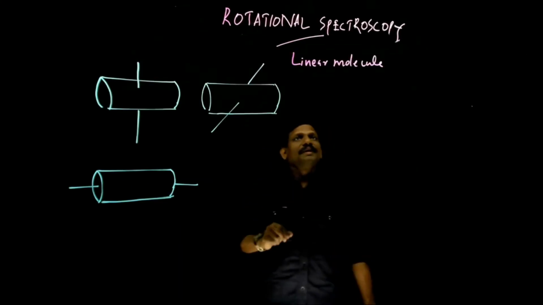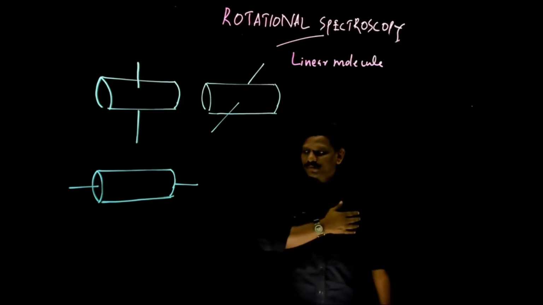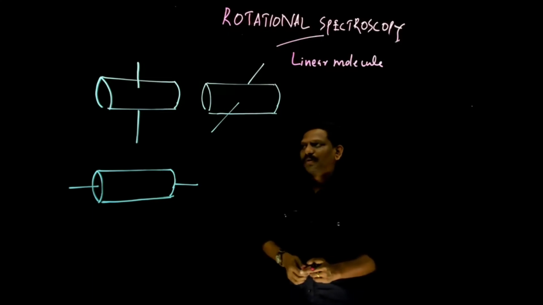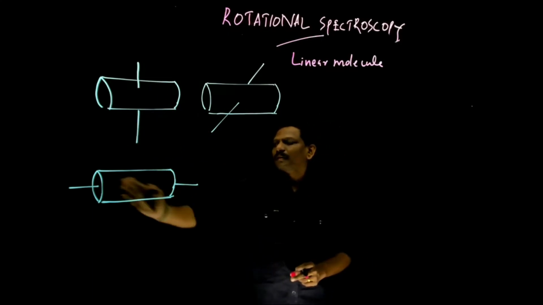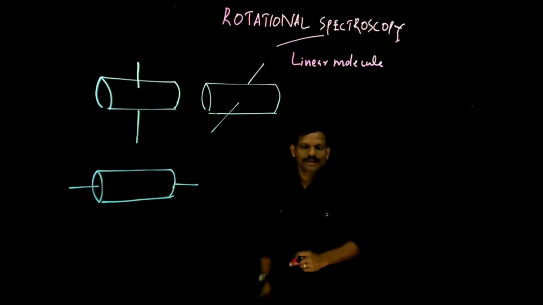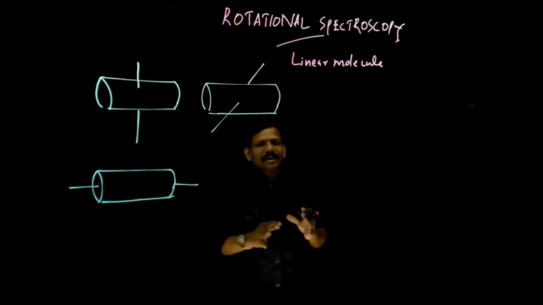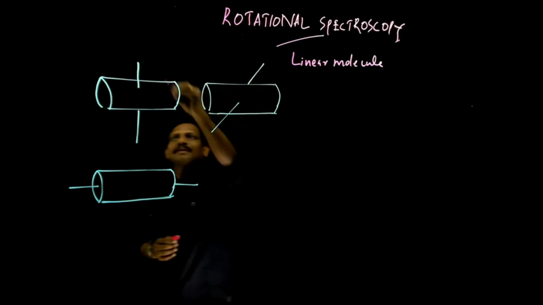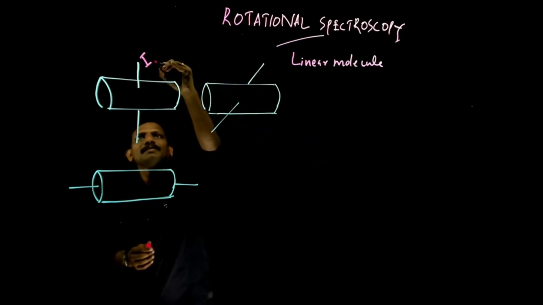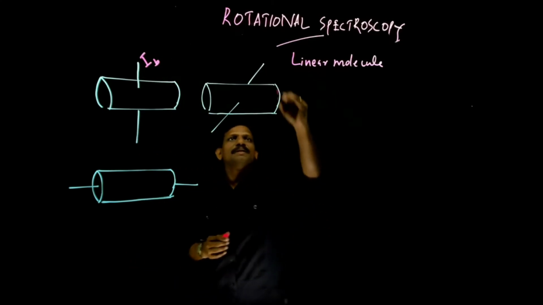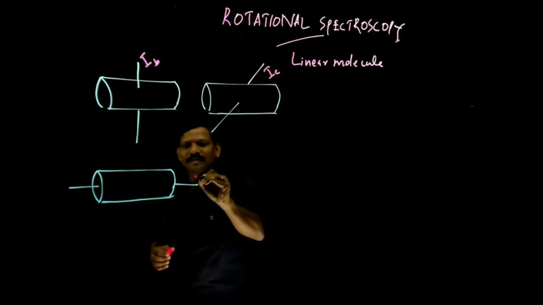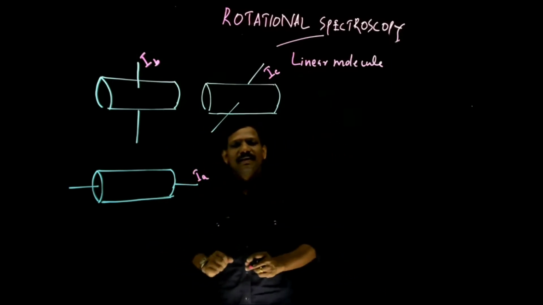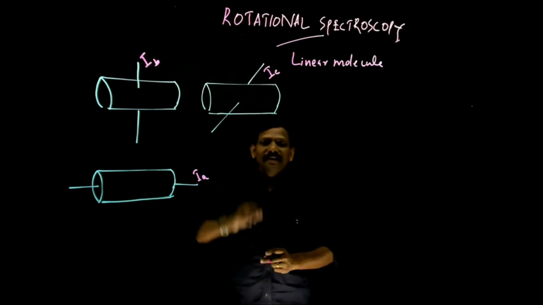Now we can consider a linear molecule. You can have three rotational axes for a linear molecule. One is like this, and like this. So what will be the moment of inertia here? We will just see. Here I am giving the name IB for the moment of inertia, here IC, and here IA. First we can consider the moment of inertia IA.